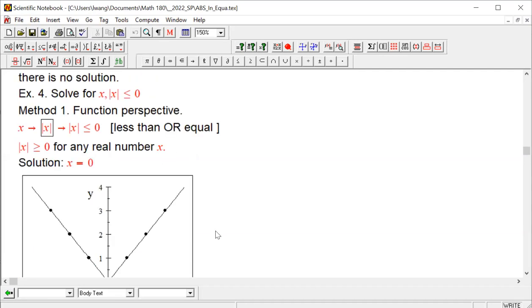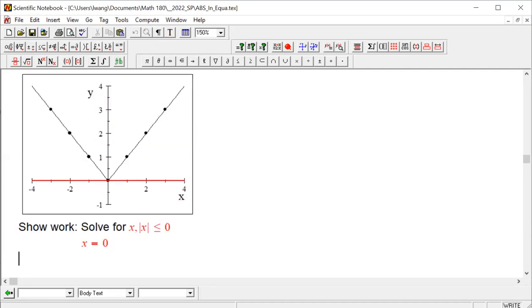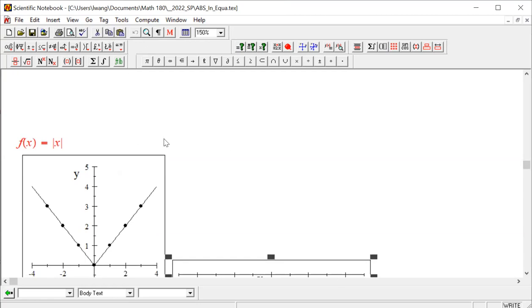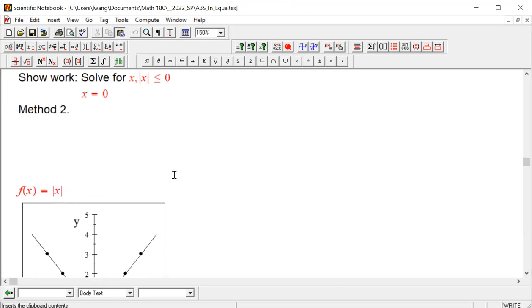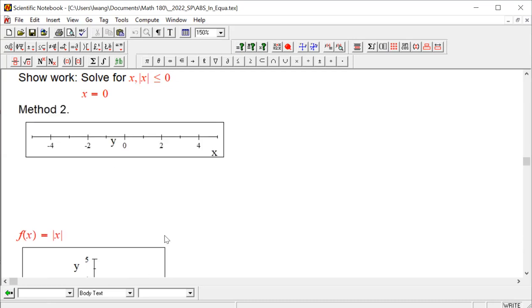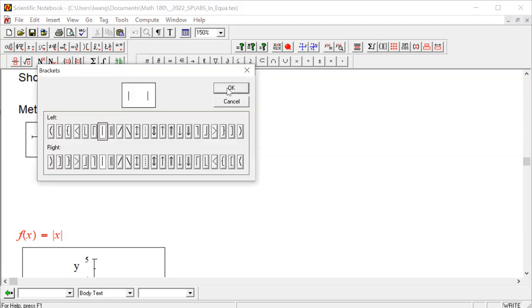So let's look at method 2. Method 2, we use the definition. So what's the distance? Once again, let's look at the distance.